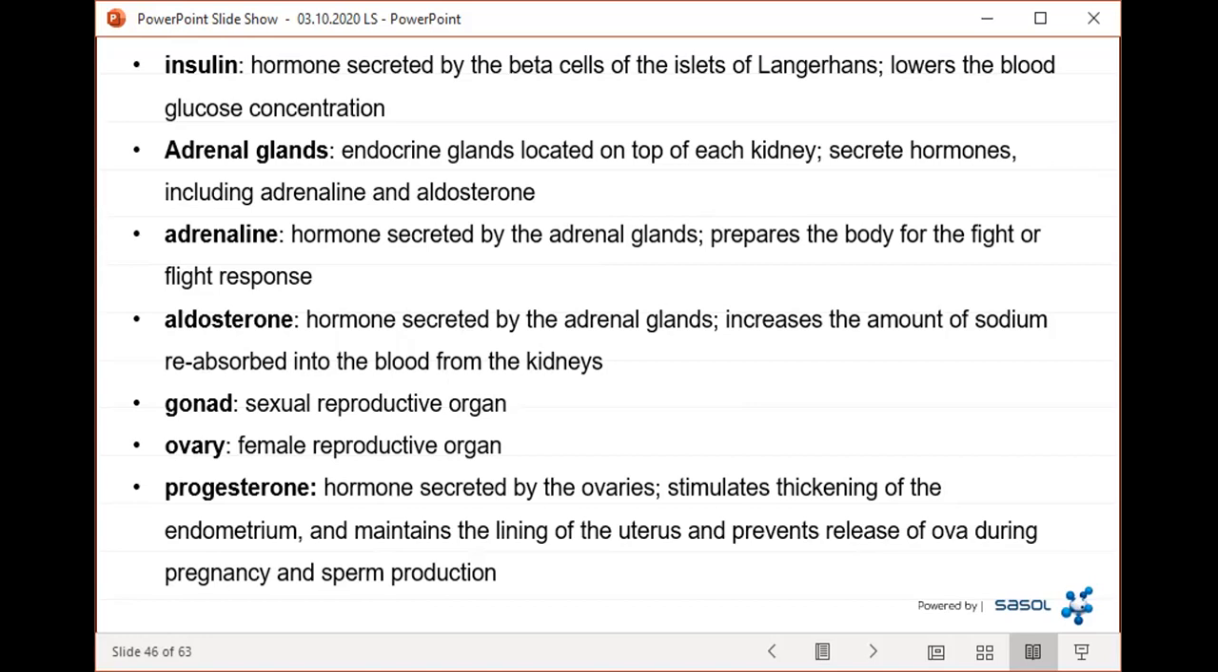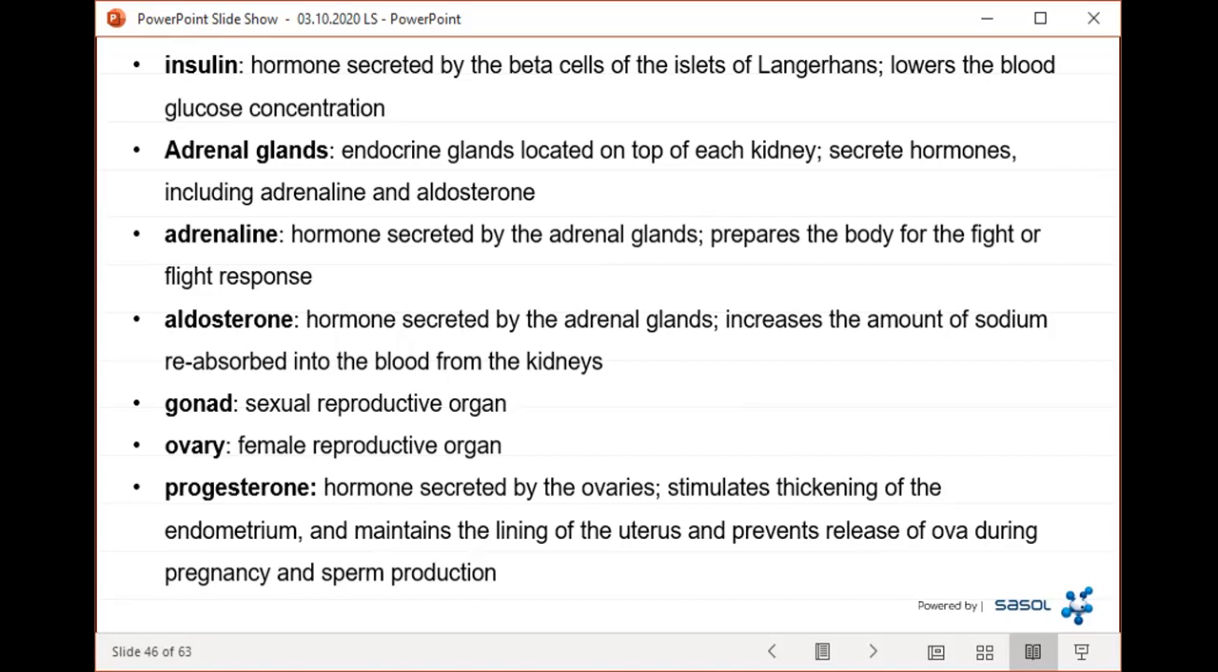And then adrenal glands. These are endocrine glands located on top of each kidney. Then adrenaline, which is also called epinephrine, is a hormone secreted by the adrenal gland and it prepares the body for the fight or flight response. Then aldosterone is the hormone secreted by the adrenal glands as well, and it increases the amount of sodium reabsorbed into the blood from the kidneys.